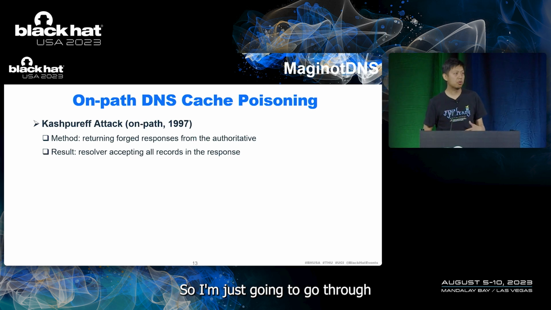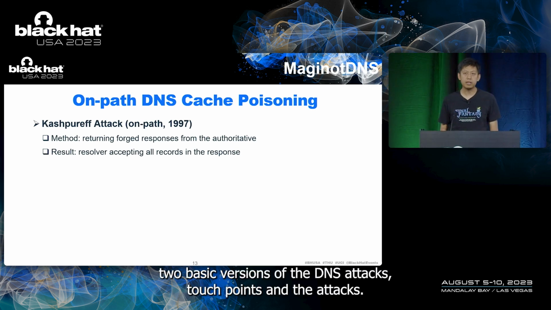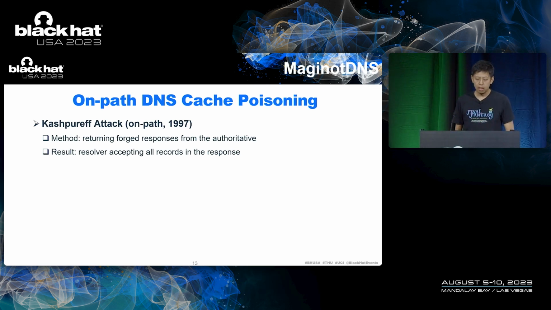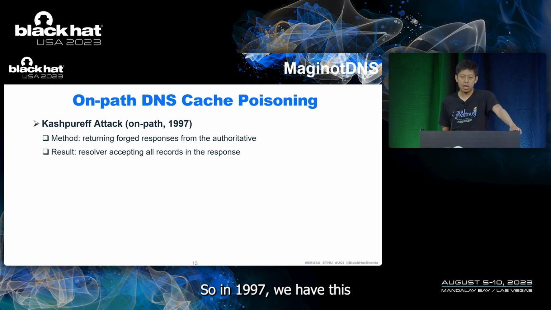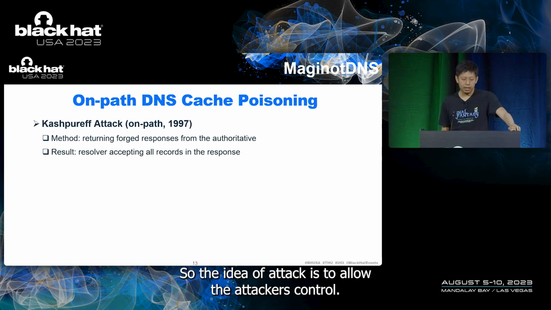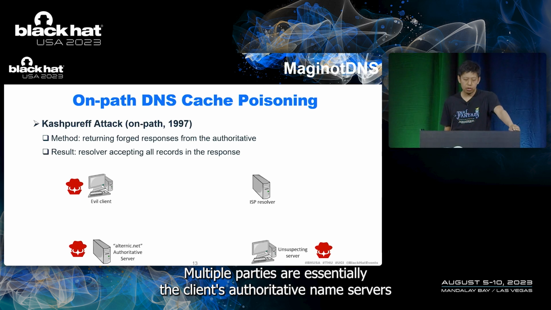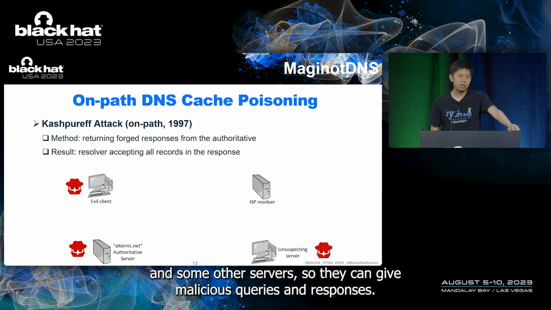So I'm just going to go through two basic versions of DNS cache poisoning attacks. In 1997, we have this classic DNS attack. The idea of the attack is to let the attackers control multiple parties, essentially the clients, authoritative name servers, and some other servers, so they can send malicious queries and responses.